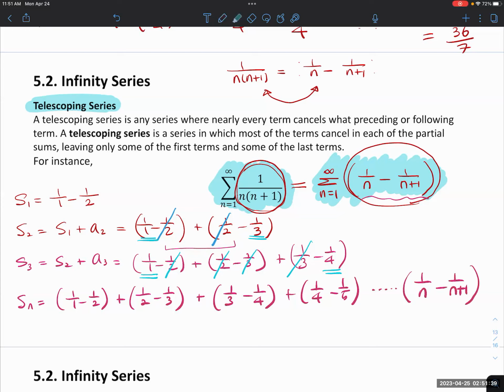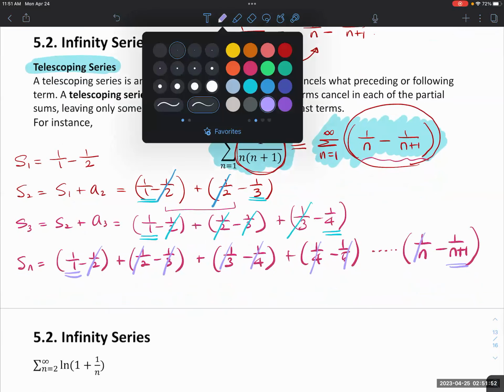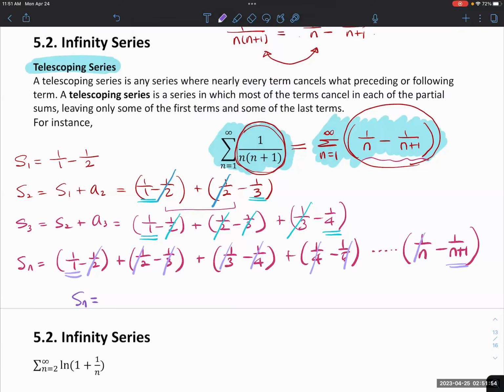So what happened? The middle, everything cancels. First and last will be remaining. Now you are going to decide whether, so Sn is going to be the first and the last only remaining. I want to know if n approaches infinity, whether it is convergent or divergent.